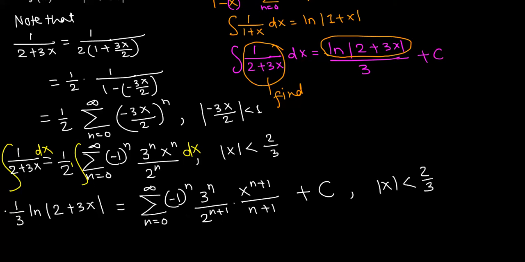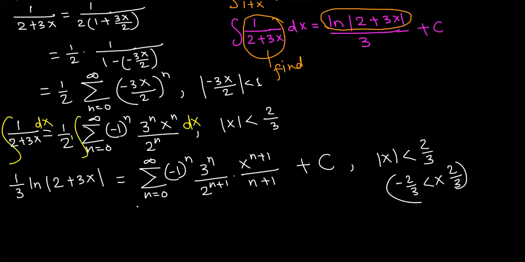Now we were supposed to find the power series just for natural log of 2 plus 3x, so we can multiply both sides by 3, and we'll be done. But before we do that, let's find the value of c. Note that this power series is true for |x| less than 2/3. That means x is between -2/3 and 2/3. So let's take any x value here.